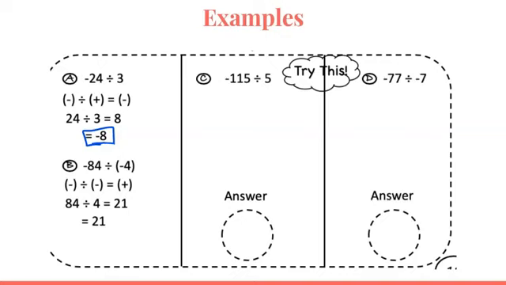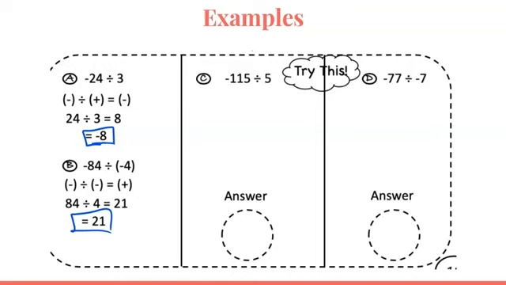B, I have negative 84 divided by negative 4. Negative divided by negative. Anytime I have same signs, my answer is positive. So then I'm just thinking, how many times does 4 go into 84 evenly? And the answer is 21. So my answer is positive 21. Take a minute. Try the next two on your own. Come back, I'll go through the answers with you.